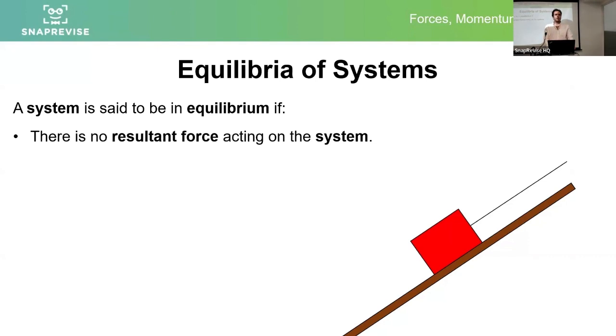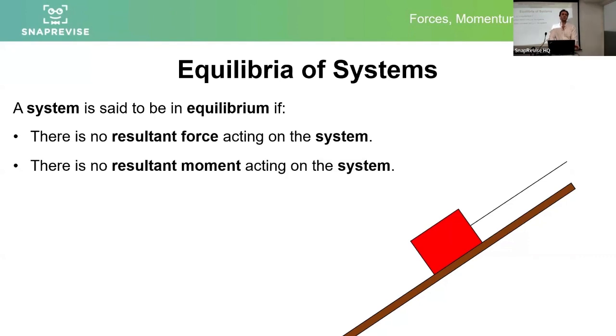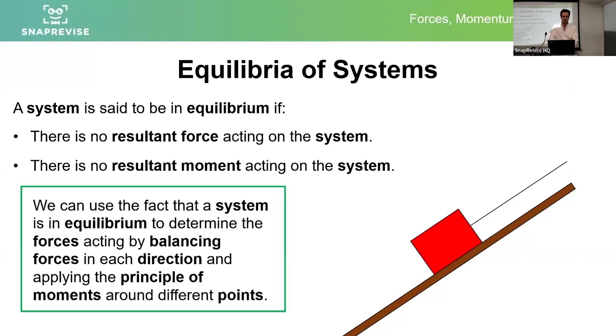Just as we said that equilibrium of moments means that the clockwise and anti-clockwise are balanced, here we're saying, look, there's no resultant linear force on the system. So any forces up are matched by all the forces acting down and vice versa and side to side. We can use the fact that a system is in equilibrium to determine the forces acting by balancing forces in each direction and applying the principle of moments about different points.